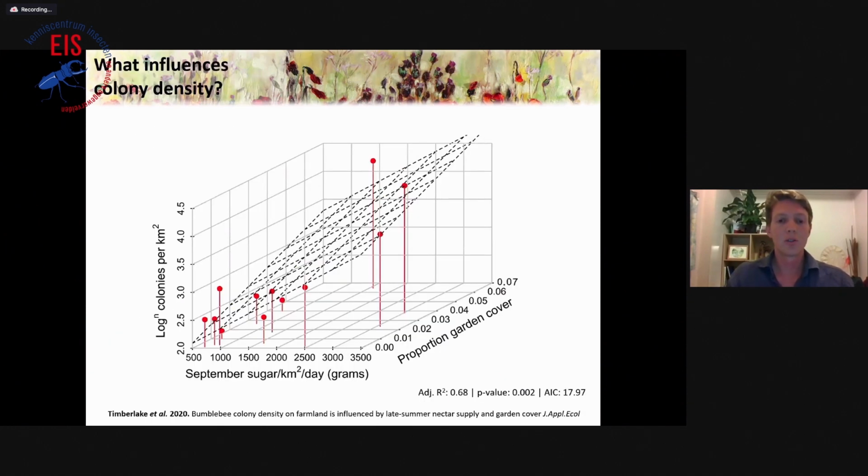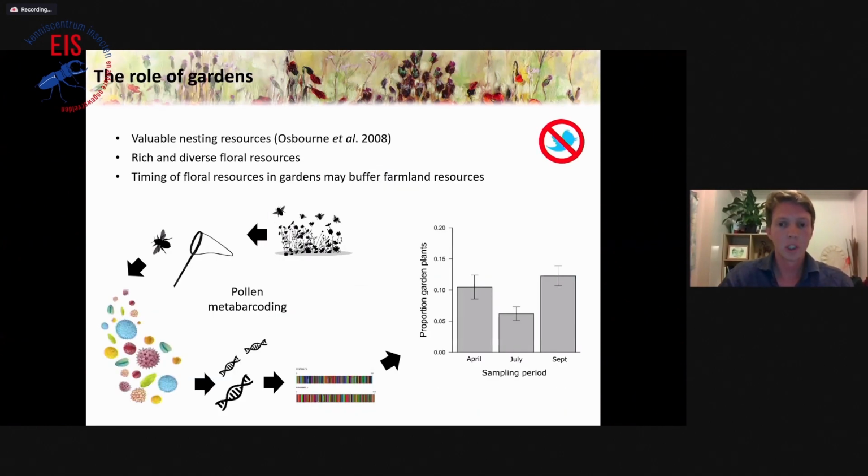So together, these 2 factors explained well over 60% of the variation that we saw in colony density between the farms. So clearly, very important factors. And I just want to unpick these 2 different factors now individually. So first of all, the gardens. So we know from previous work that gardens are very important in supporting bumblebees on farmland. So they provide valuable nesting resources. They also have a very rich and diverse supply of floral resources.